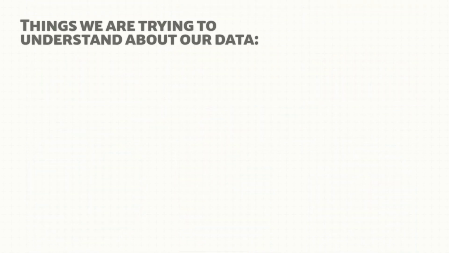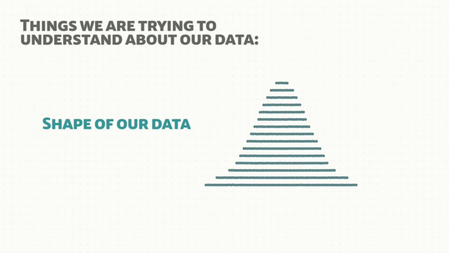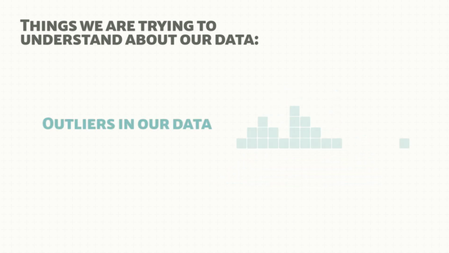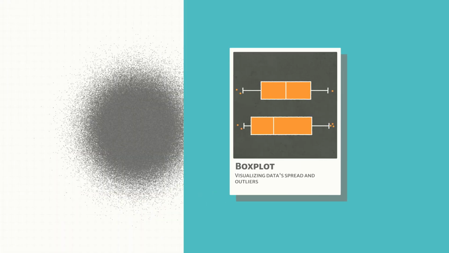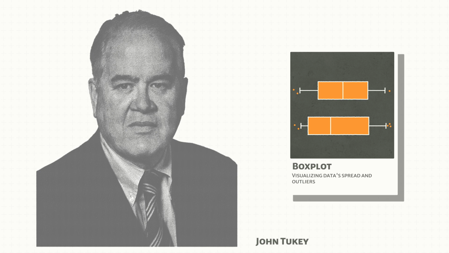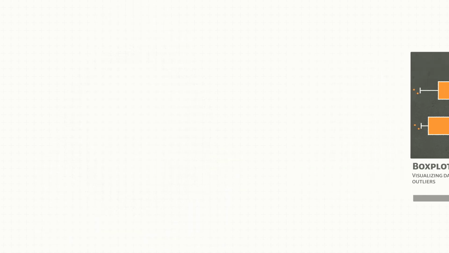Let's recall some of the few things we've been trying to understand about our data. We've tried to infer what the shape of our data is. Is it symmetrical or is it not symmetrical? Are there outliers in our dataset? And we can start by exploring the box plot, a data visualization method crafted by John Tukey, a top lad. This nifty visualization relies on percentiles to give a snapshot of our data and sniff out any outliers.